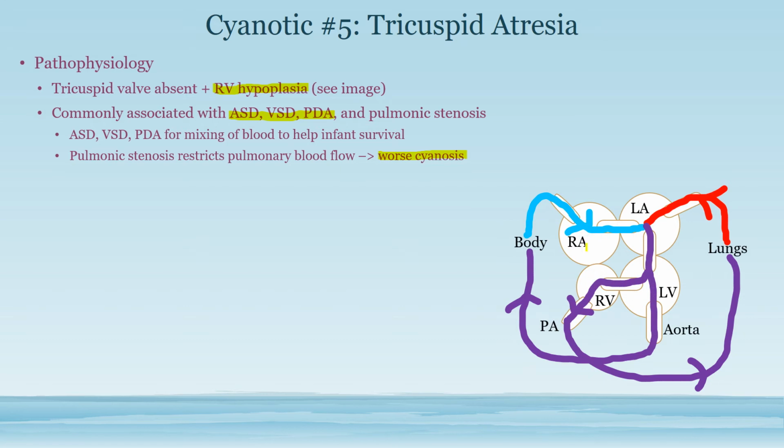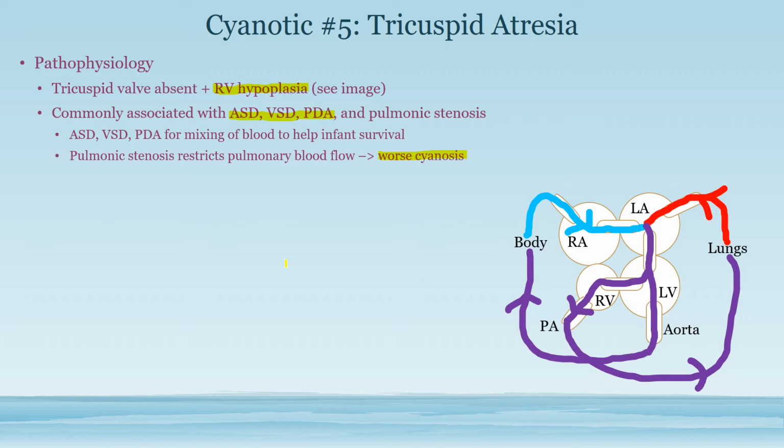So let's look at all these on this diagram. If we did not have an ASD or VSD or PDA, there would be no way for blood to go from the right side of the heart into the lungs. The reason why is that there's no tricuspid valve, right? So it has to go from the right atrium to the left atrium, then to the left ventricle, and if there was no defect here, it would just go to the aorta and circle around, and you'd never get oxygenated blood. So that's why you need a PDA, ASD, or VSD to mix the blood to allow for blood to go to the right ventricle, which is hypoplastic, go to the pulmonary artery, and get oxygenated by the lungs.